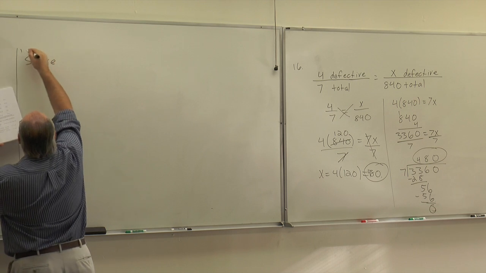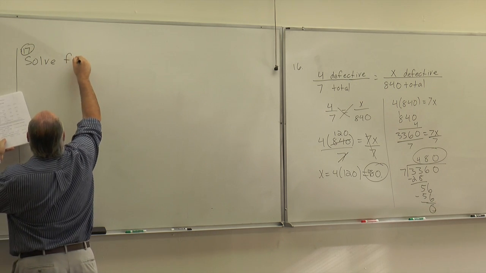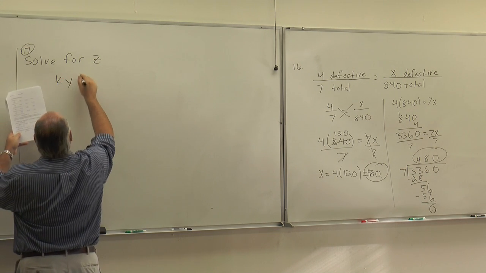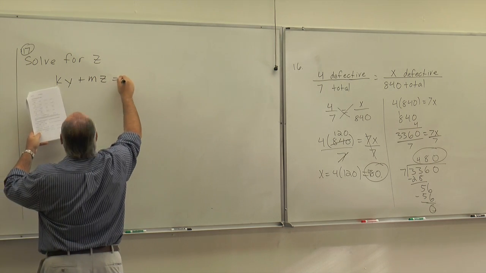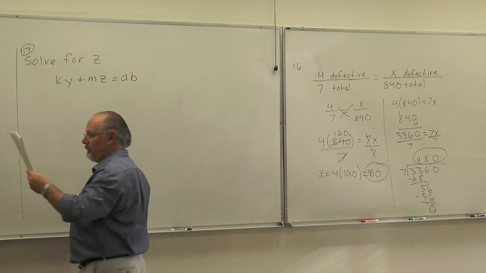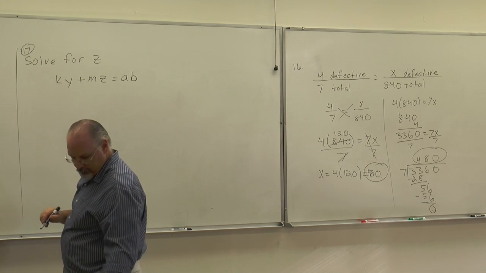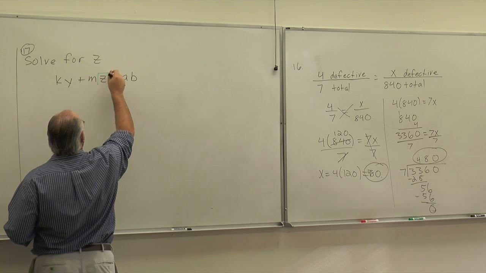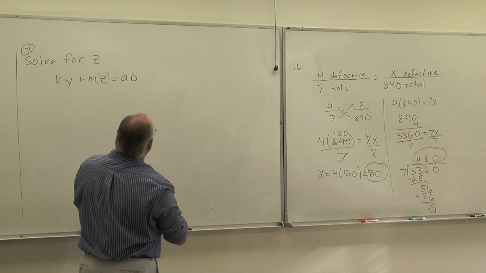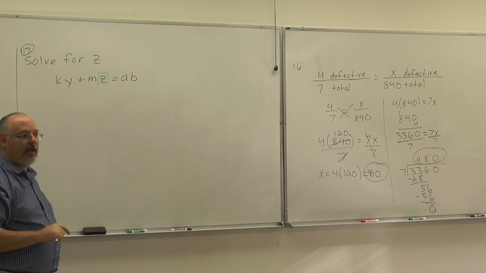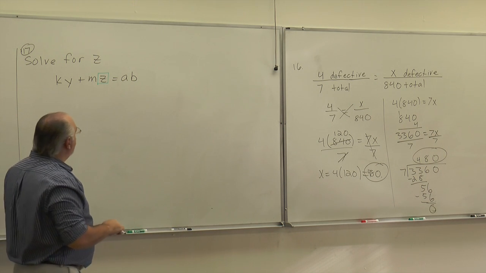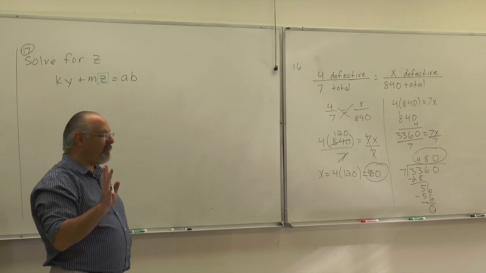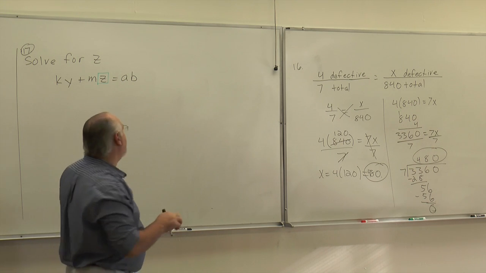All right, so let's solve, this is number 17, solve for z. K times y plus m times z equals a times b. All right, so we're solving for z, so I'm going to put a little box around that. Now, I'm also going to write a parallel equation, meaning an equation that pretty much is the same thing, but looks very different.